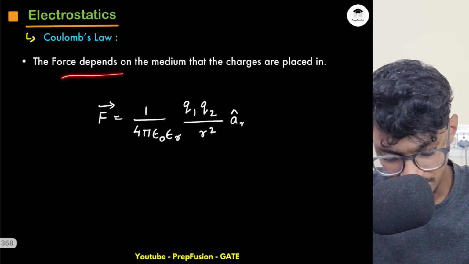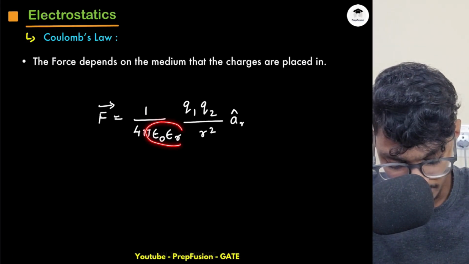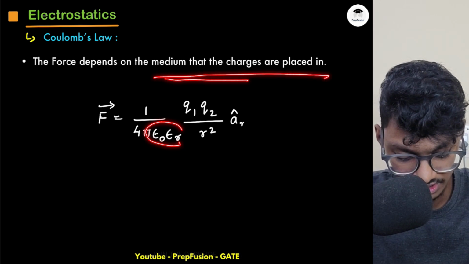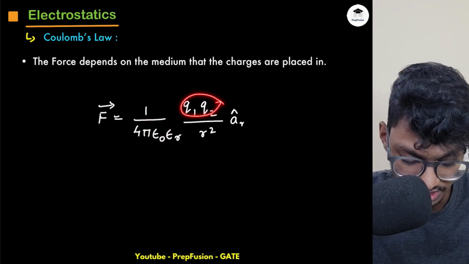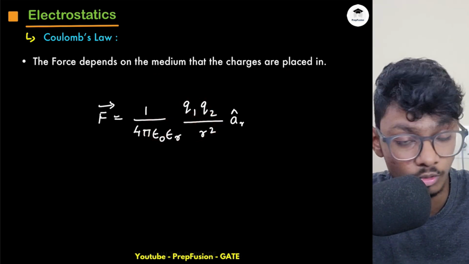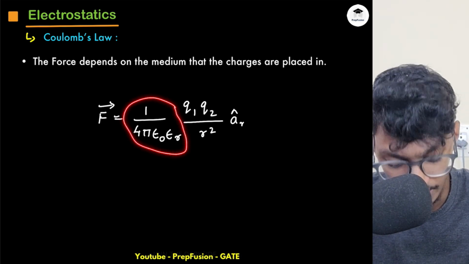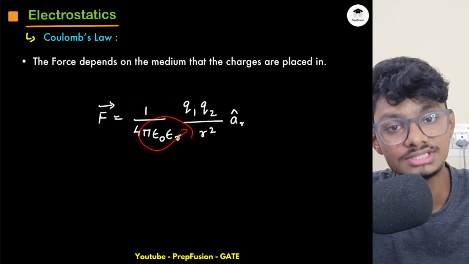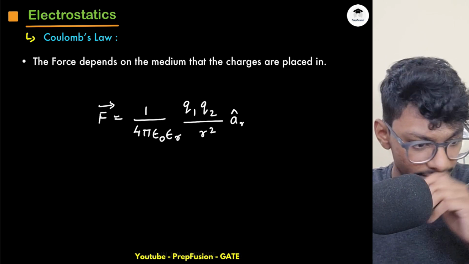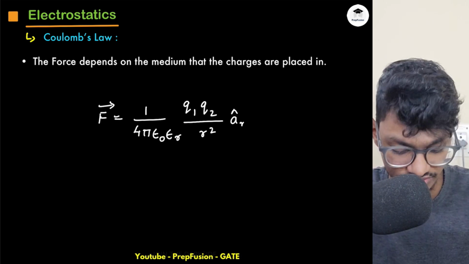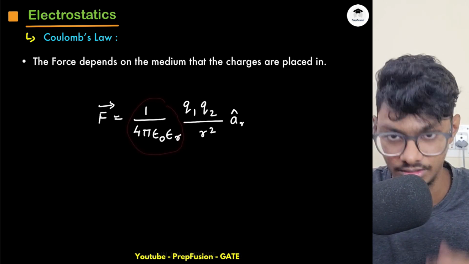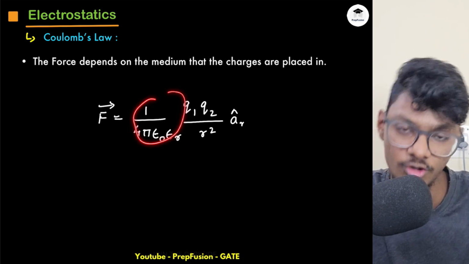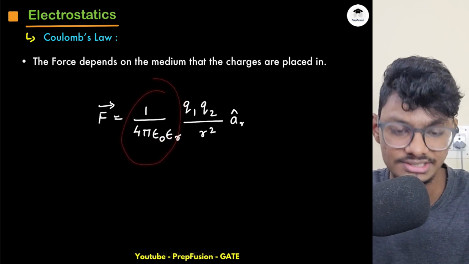Now, an important point to note here: the force depends on the medium that the charges are placed in. Although it depends on q1, q2 and r squared, as Coulomb defined, it also depends on a third variable, the permittivity of the space. Coulomb didn't specify that at the time, but he experimentally determined this in air or vacuum. For other materials it will change.